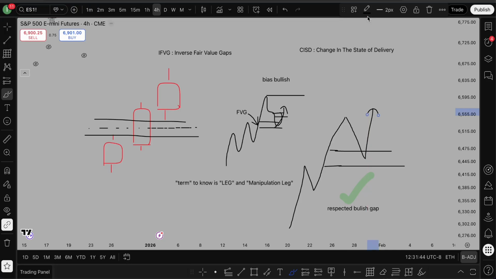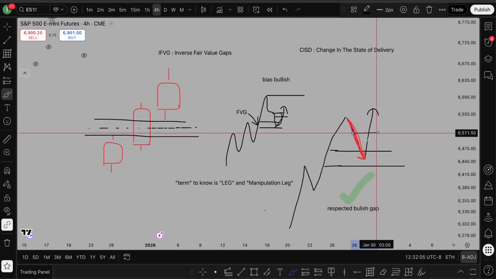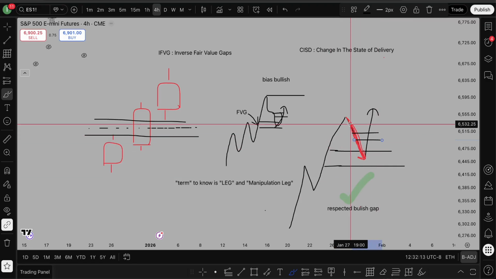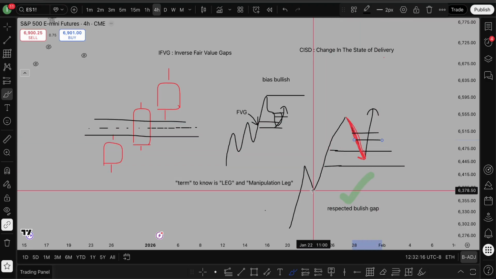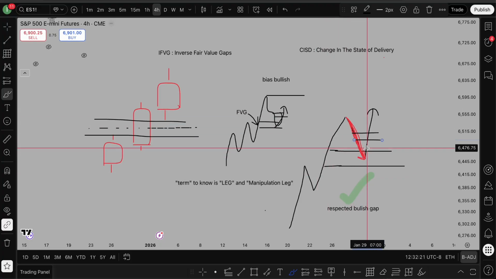Now I'm going to use red to show the manipulation leg, right? So this is our manipulation leg. Okay, this is the leg that is in the opposite direction that we want price to go in. Okay? So, with that in mind, we probably will make another gap along this leg, or if we don't take a trade, a little bit more advanced. But let's just say in this case, we had our bullish gap. We came back into it, right? We start reacting out of it.